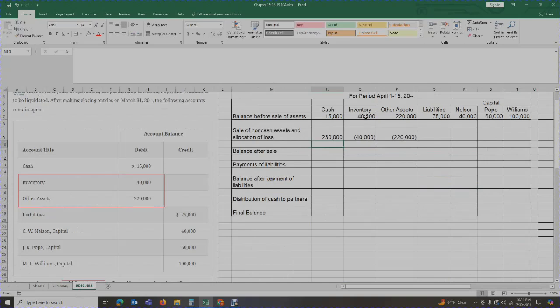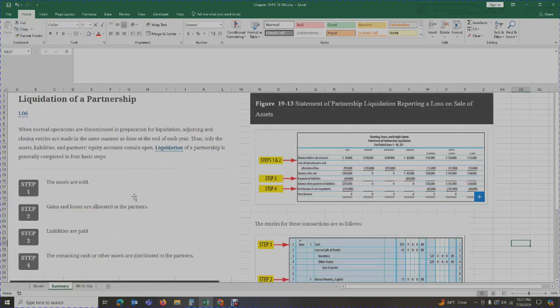So what did I sell? I sold my inventory and my other assets, those 2 items, so now it's gone. How much did I sell them for? Well, I received cash of $230,000, okay? Now we're going to go to step number 2.